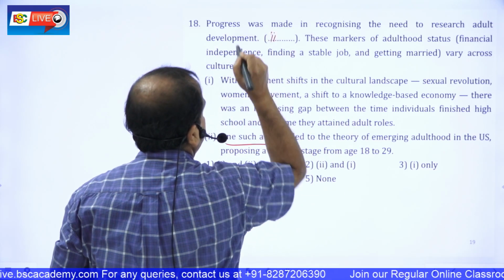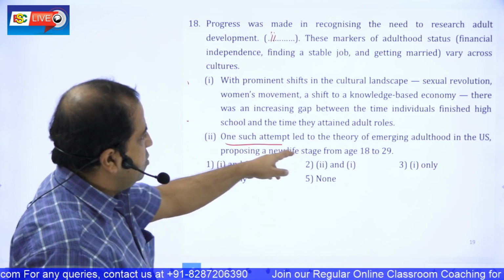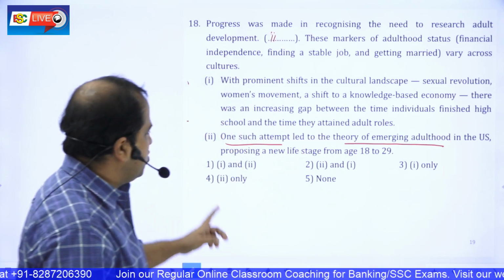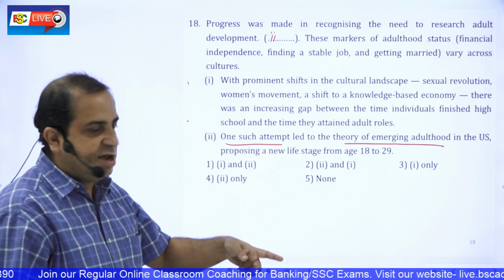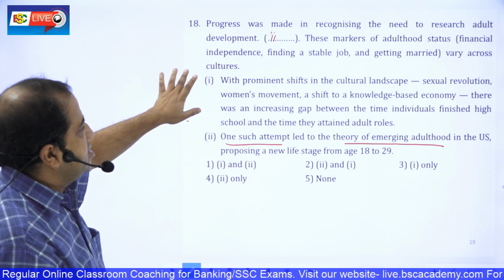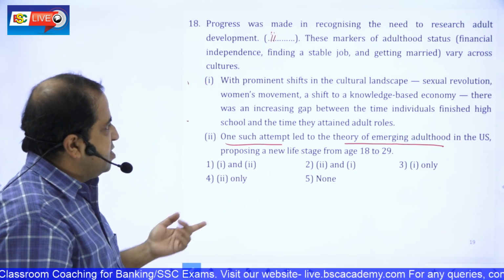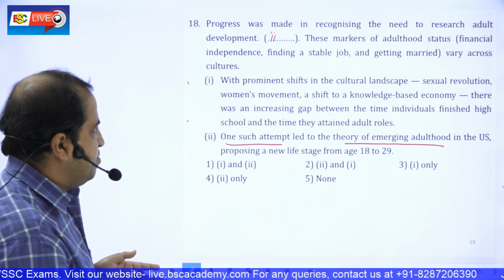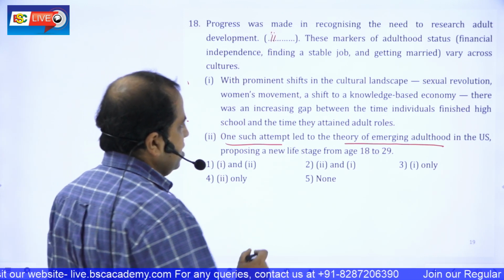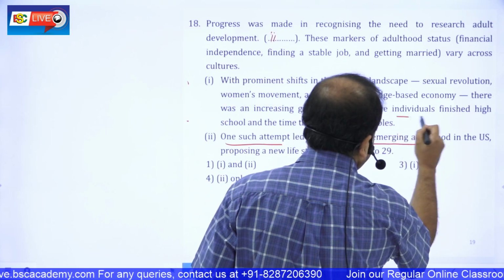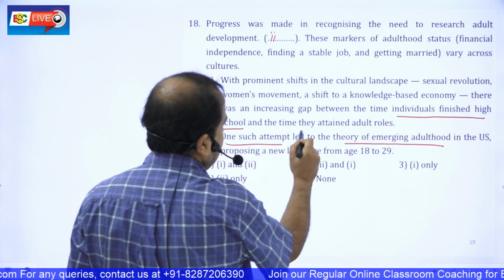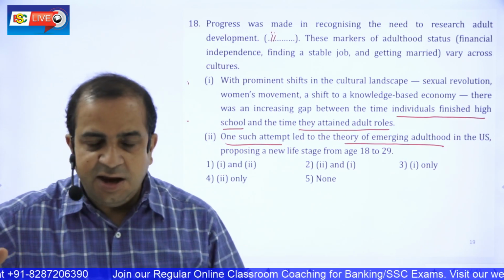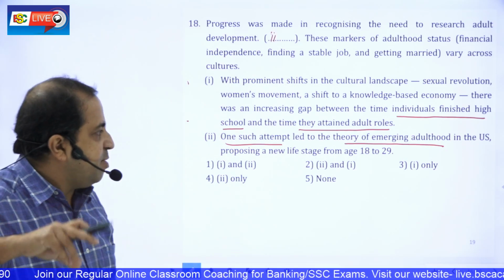Sentence 2, and then led to the theory of emerging adulthood. The theory of emerging adulthood in the US, proposing a new life stage from 18 to 29. Now read sentence 1. With prominent shifts in the cultural landscape, there was an increasing gap between the time individuals finished high school and the time they attained adult roles. It's not that as soon as you finish high school you attain adulthood.